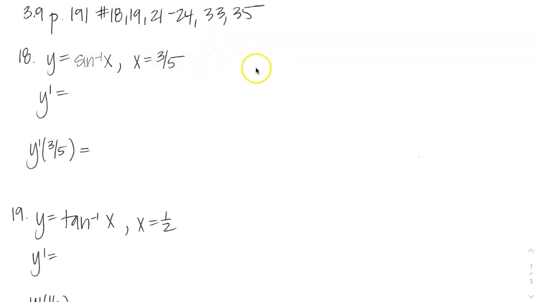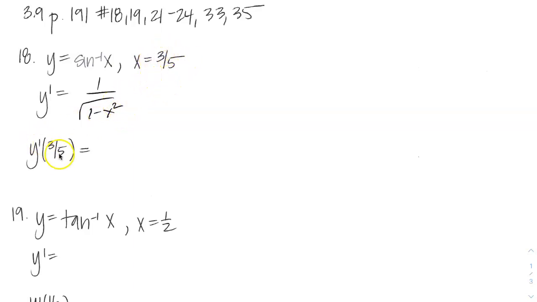Trig derivatives. A lot of this is just memorizing the formulas. Sine inverse is 1 over square root of 1 minus x squared. So the derivative of sine inverse is 1 over square root of 1 minus x squared. Cosine would be the same thing with the negative instead. Then tan is 1 over 1 plus x squared. As long as you have those memorized, then it's not too bad. And now we just got to do algebra.